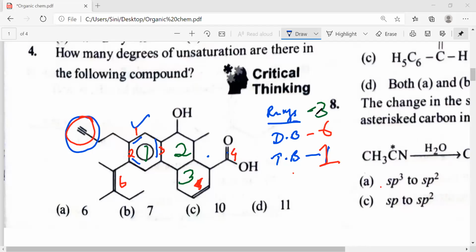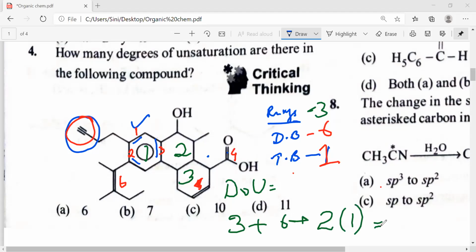Now to find the degree of unsaturation, what should I do? D of U is nothing but rings plus double bonds plus triple bonds counted twice. That's it. So 3 plus 6 is 9, 9 plus 2 is 11. So that's how I get my degree of unsaturation visually without using any formula.